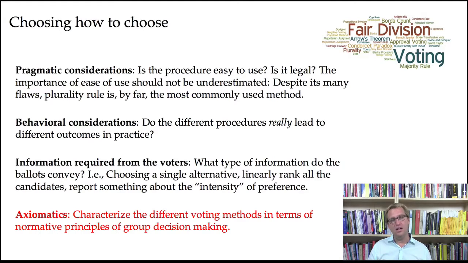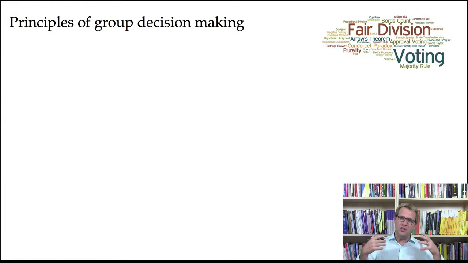And this is really the approach that leads us to explore these different voting paradoxes. What we mean by a voting paradox is simply that there's a situation in which we can show that a particular voting method doesn't actually satisfy some natural principle of group decision making. So let me take a few minutes just to give you a general overview of some of the principles of group decision making that we'll discuss.